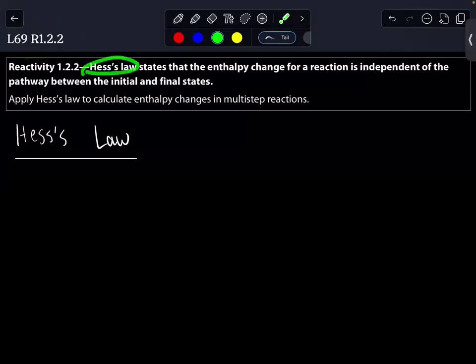Today we're going over Hess's law, which states that the enthalpy change for a reaction is independent of the pathway between initial and final states, and we'll be able to apply Hess's law to calculate enthalpy changes in multi-step reactions.